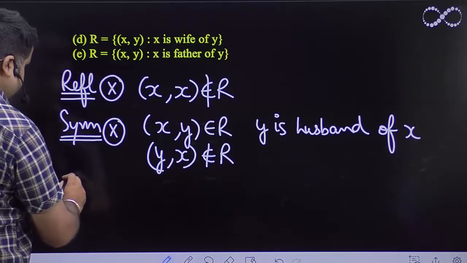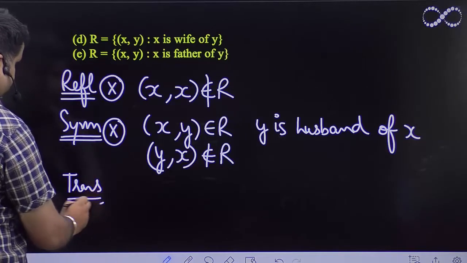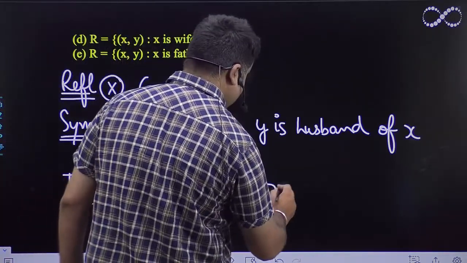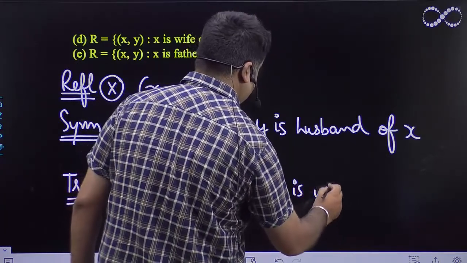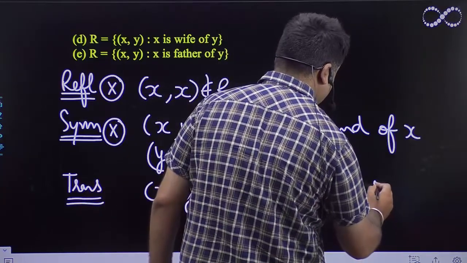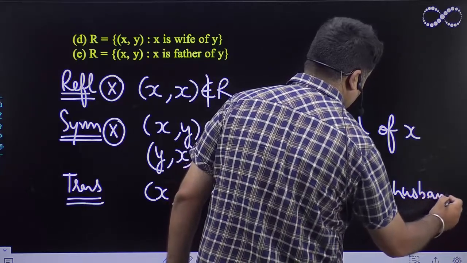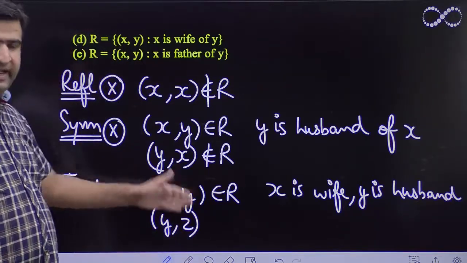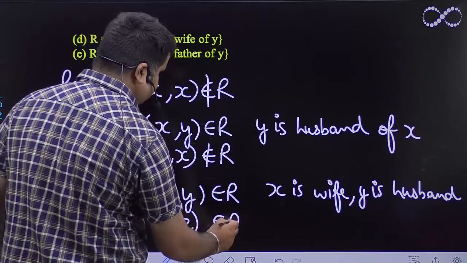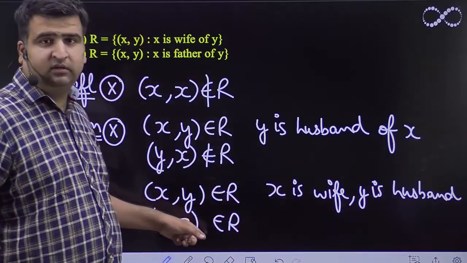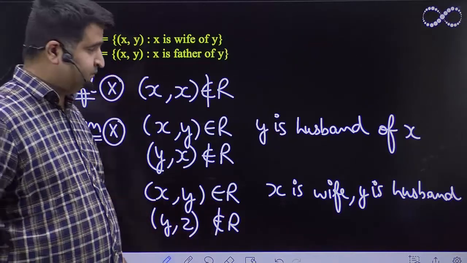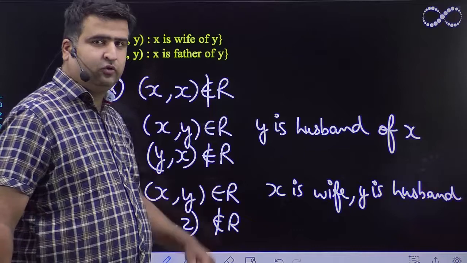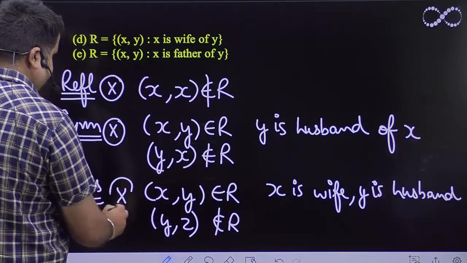Now we'll check for transitive relation. If XY belongs to R, that means X is the wife and Y is the husband. So in transitive we have XY and YZ. Then we determine XZ. If YZ also belongs to R, this is not possible, since Y is the husband, then Y cannot be the wife of Z. Therefore, this does not belong to R. Since this is female, this is a male. Now Y cannot be a female if he is a male. Therefore, YZ does not belong to R. So this is not a transitive relation.